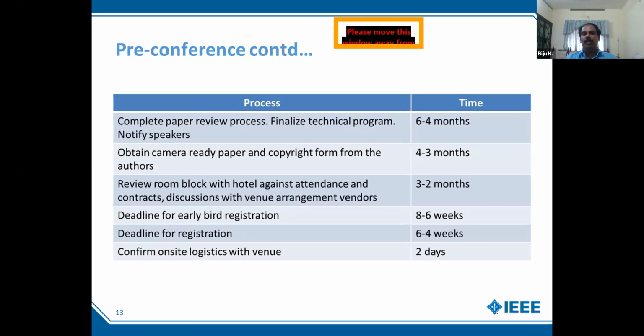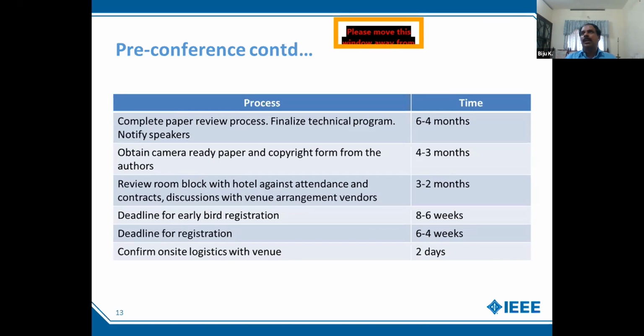Once the copyright form and the camera-ready paper are completed, you have the correct count of authors and delegates with you. So now you know the exact count of the conference, and you can definitely book your hotel and make other logistics and travel arrangements. You can probably do that in another 1 month. So before 2 months, you should be able to complete all these processes.